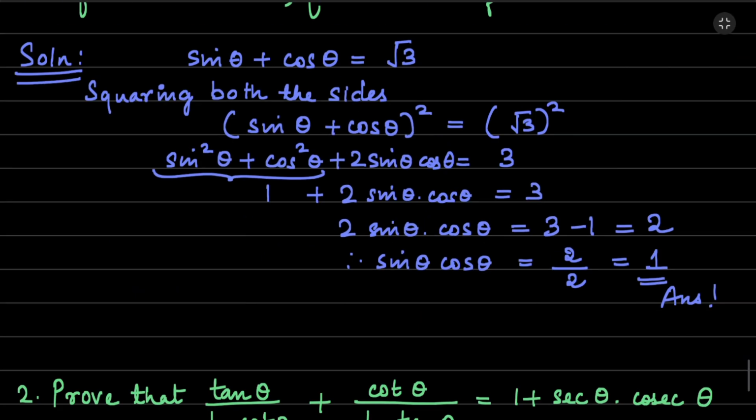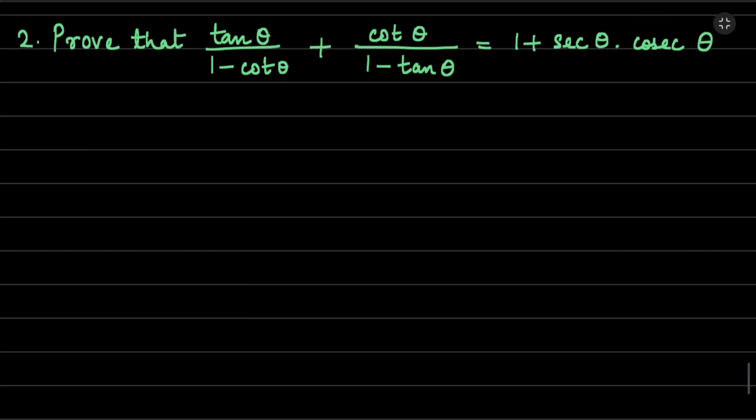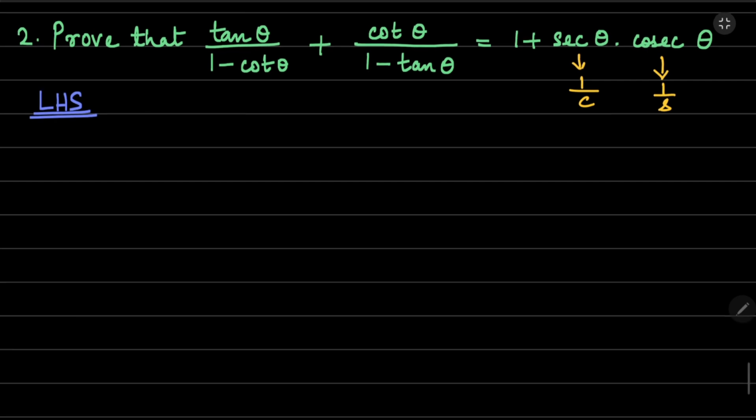Let's move on to the second one. You have to prove that tan theta divided by 1 minus cot theta plus cot theta divided by 1 minus tan theta is equal to 1 plus secant theta into cosecant theta. Very, very easy question again. Let us take the LHS, convert everything into sine and cos. Why? Because secant is nothing but 1 over cos, cosecant is nothing but 1 over sine theta. Okay, so here in LHS, let us convert everything into sine and cos.